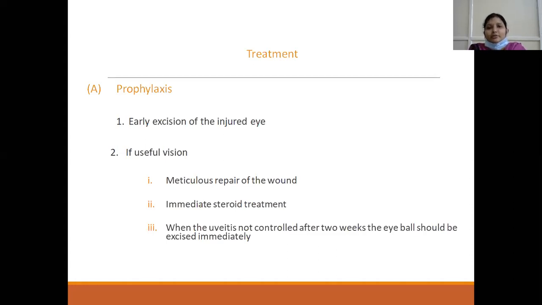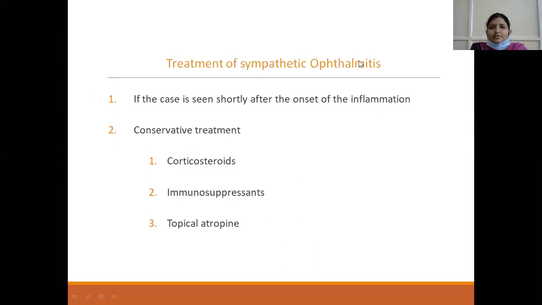And we have to immediately initiate the patient on steroid therapy. And we have to wait for 2 weeks after starting the steroid therapy. And if the steroids are not helpful, then we have to go for excision of the globe.